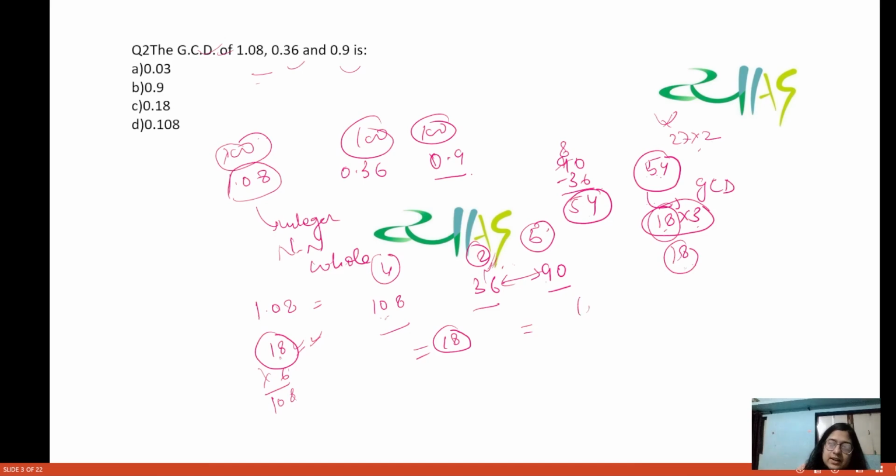Okay, let's write 18. And now see, we multiplied 100 in all these numbers. So let's divide this by 100. So this becomes 0.18. So our answer is 0.18. So I hope everybody is clear with this thing, how we calculated our greatest common divisors. All right, so let's move on.